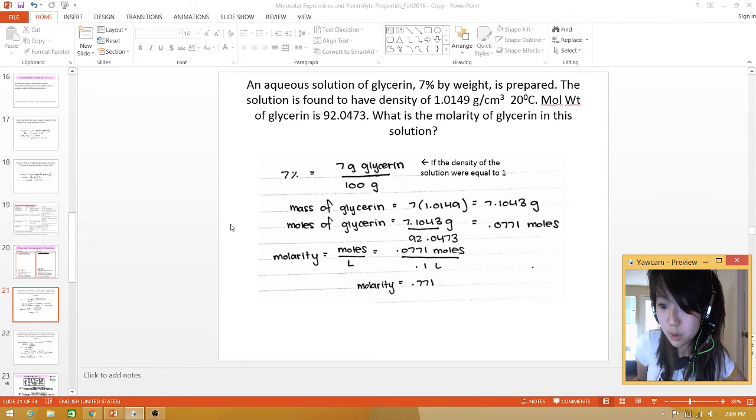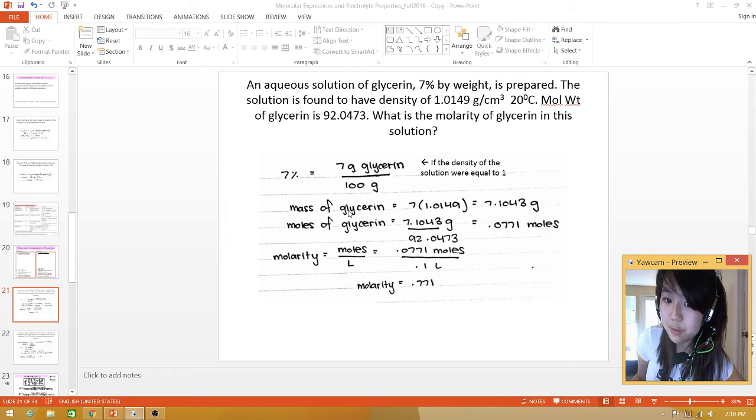So to solve this problem, they give us 7% by weight. They also give us density. They give us the molecular weight of glycerin, and they want us to find the molality. Remember that 7% by weight means that there's going to be 7 grams of glycerin over 100 grams of total solution if the density of the solution were equal to 1. Now the problem is that the density is not equal to 1.